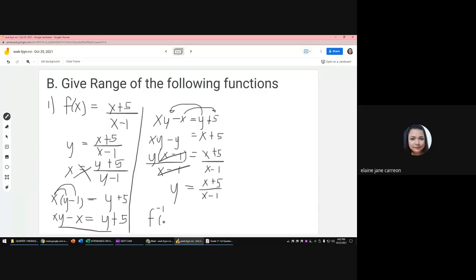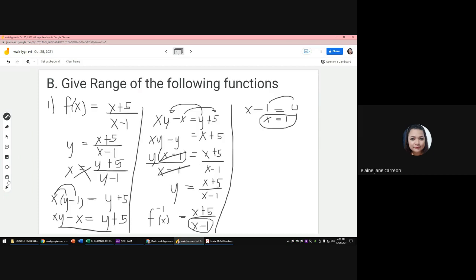So, I will just replace y with x. The inverse of f of x is equal to x plus 5 over x minus 1. So, let's equate. What do we equate? X minus 1. So, x minus 1 equals 0. Moving to the other side, x is equal to positive 1.